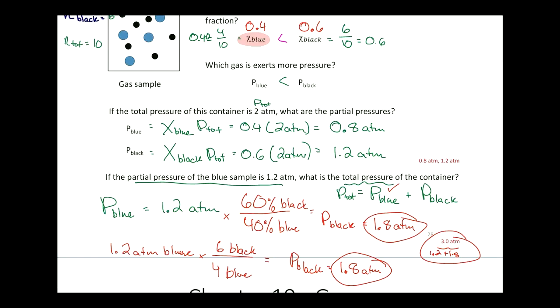So partial pressures, we can determine them for the components. We can determine the total amount of gas that's present. They always add up to the total pressure. The mole fractions always add up to 1. And that's just a consequence of mixtures. It doesn't matter what the gas is inside the container, it's just how many particles are present that contributes to volume and contributes to pressure.